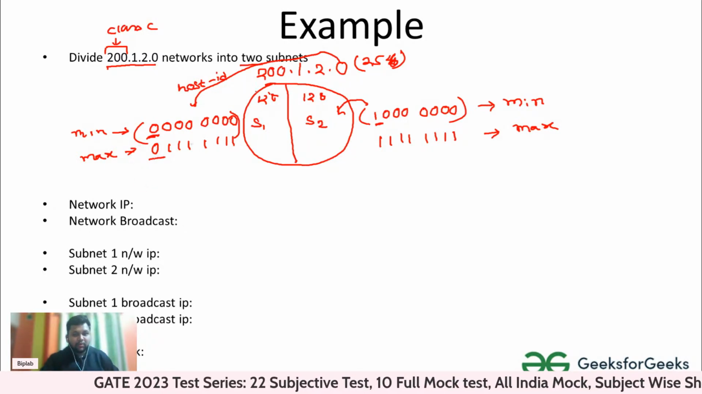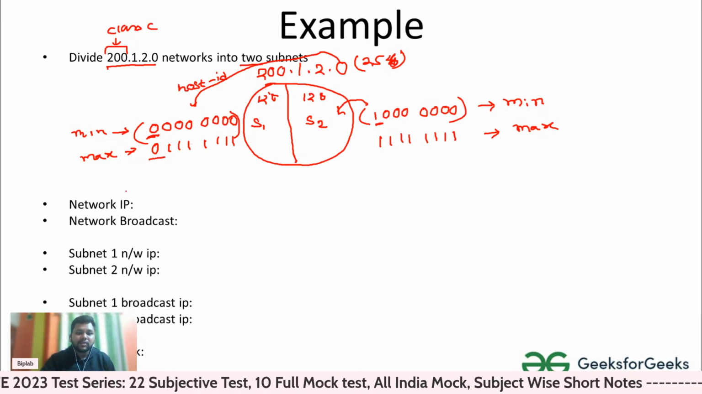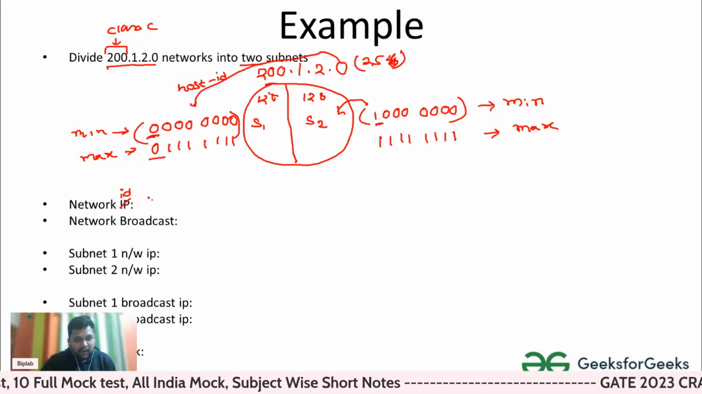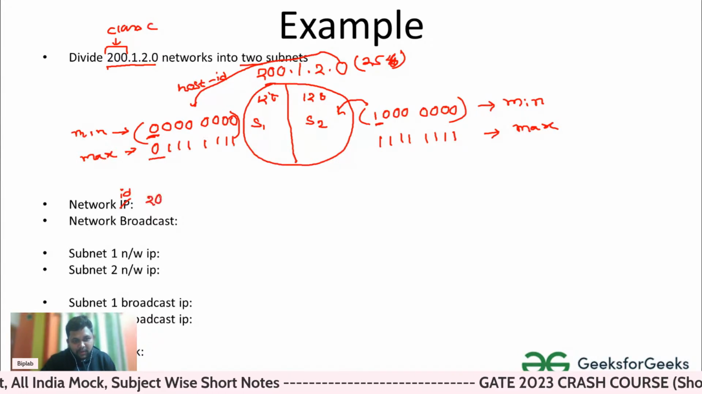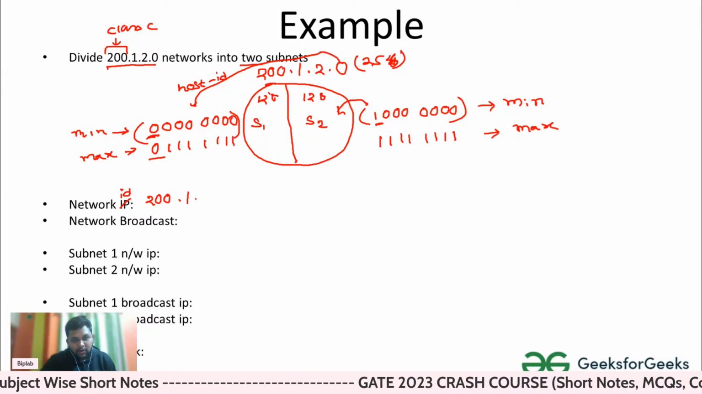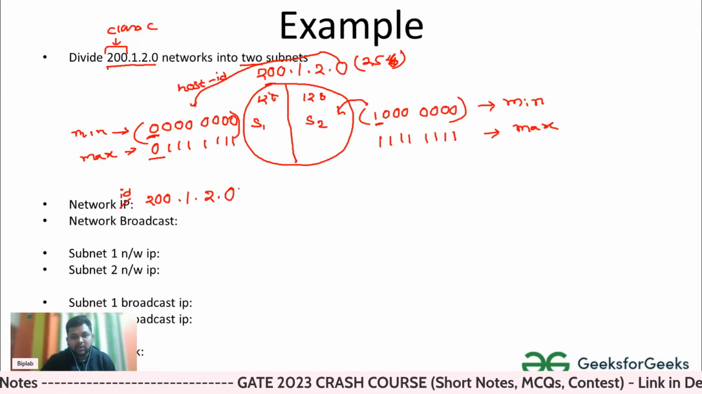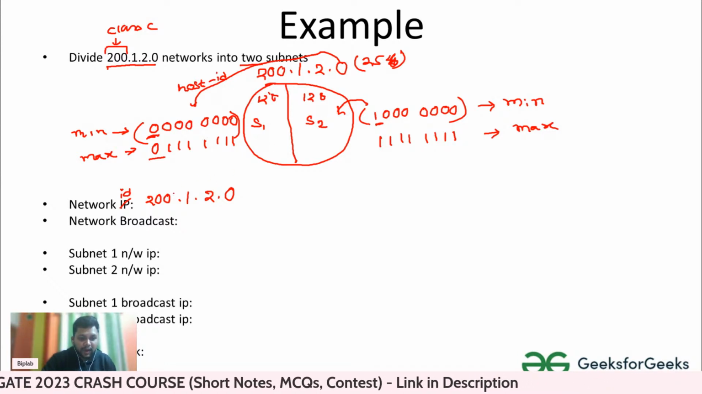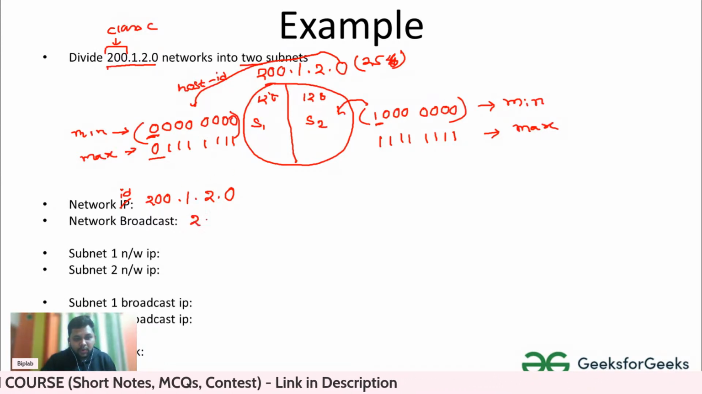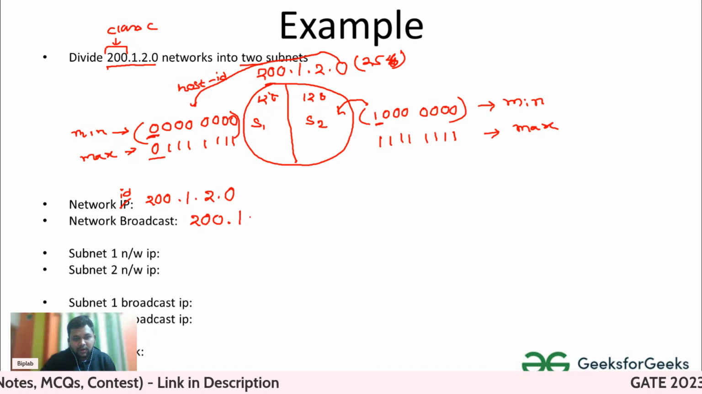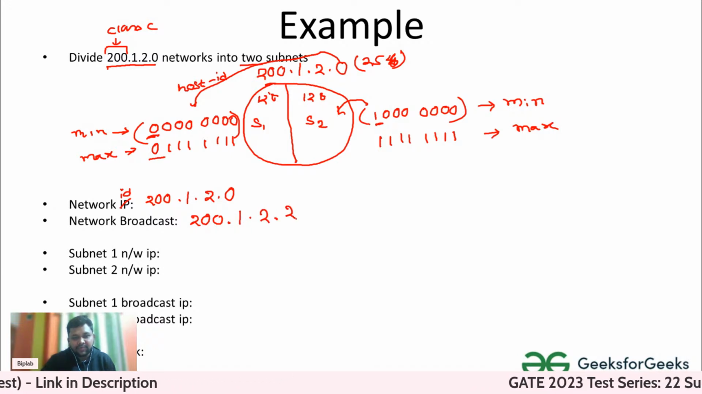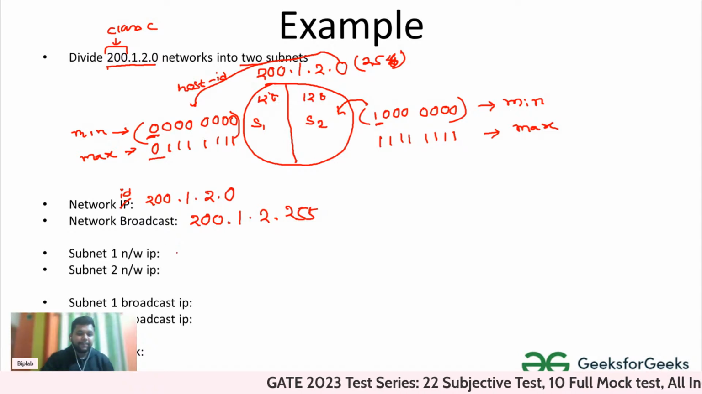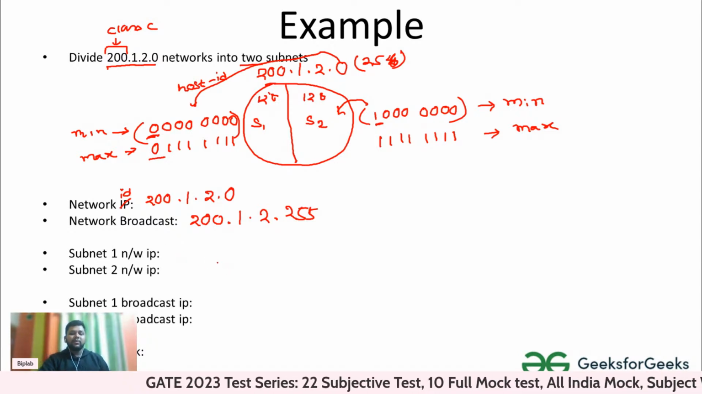Now if you consider the whole network, what is the network ID? Not IP, I should not say IP, that is the network ID. That is 200.1.2.0, the whole network ID. And what was the broadcast ID? That was 200.1.2.255. We have solved this type of question just before.